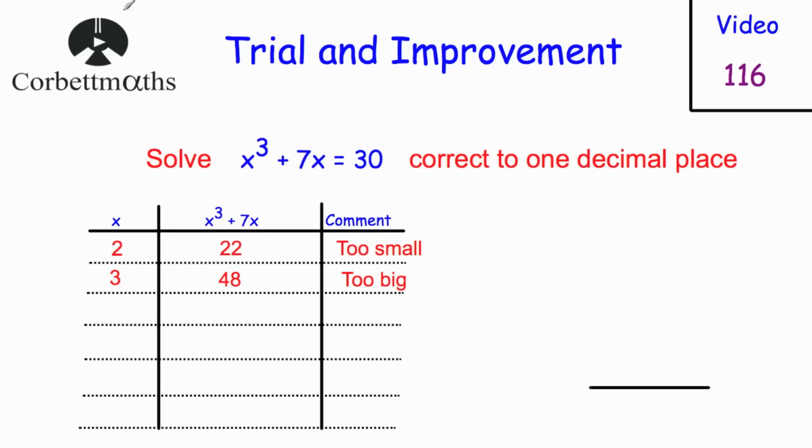Okay, let's have a look at our next topic. So our next topic is trial and improvement. That's video 116 on Corbettmaths. And we've been asked to solve x cubed plus 7x equals 30 to one decimal place. So in other words, what's the value of x to one decimal place?